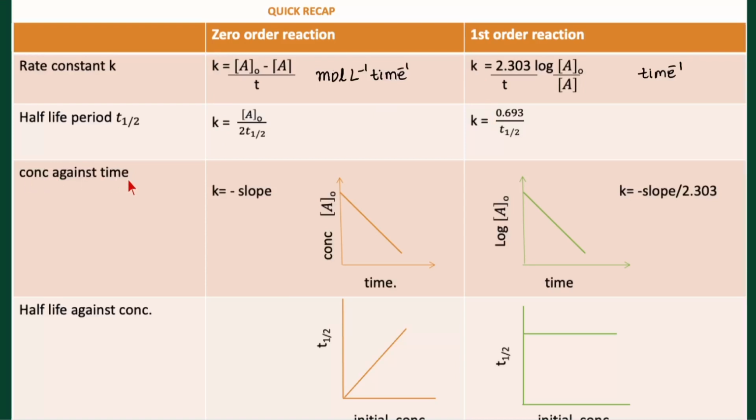The graph of concentration against time, the initial concentration against time vis-a-vis the integrated rate law equation. So we've got concentration against time, and we've got a graph here where the value of K is given by the negative of the slope, whereas for a first order reaction we plot a graph of the log to the base 10 of the initial concentration of the reactant vis-a-vis time, and the value of K, the rate constant, is given by the negative of the slope divided by 2.303.